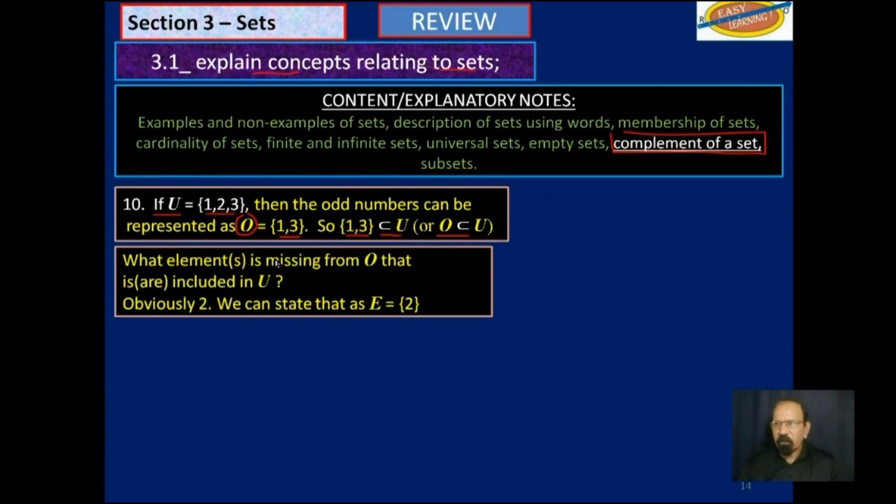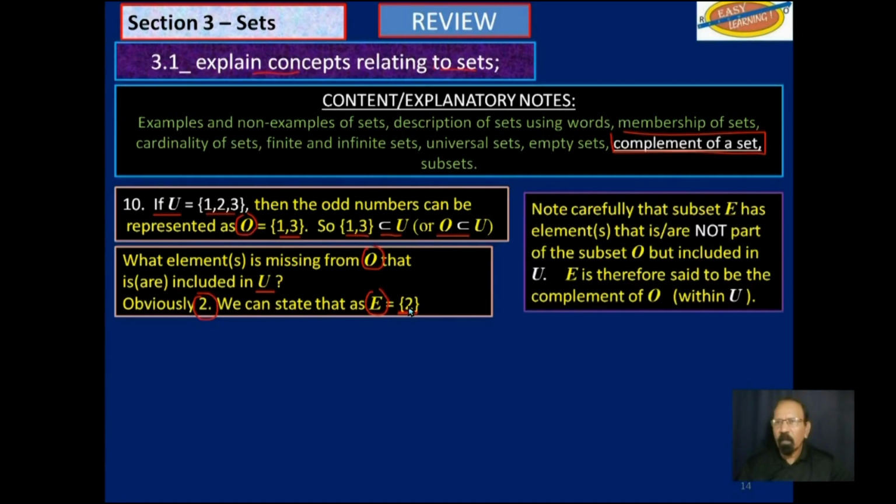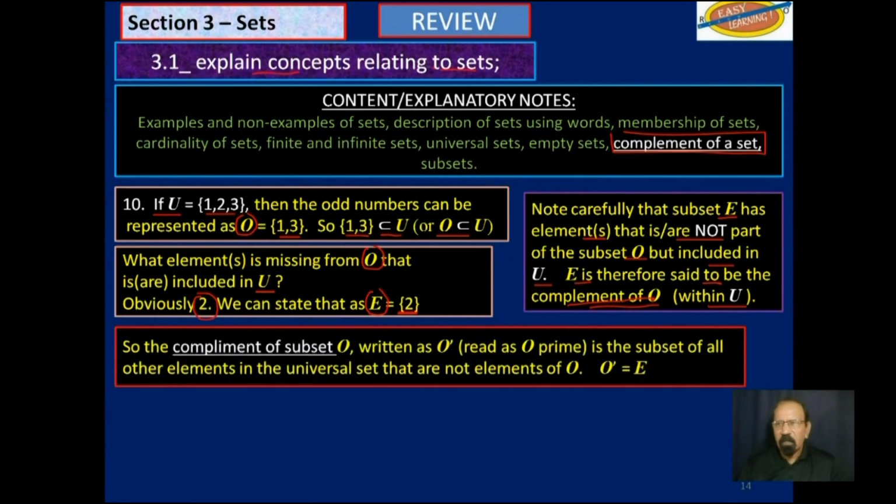Now, what element or elements is missing from O that is or are included in U? Obviously, that is 2. So we can state that E is 2. Note carefully that subset E has elements that are not part of subset O, but included in U. E is therefore said to be the complement of O, of course, within the universal set. So the complement of subset O, written as O prime, is the subset of all other elements in the universal set that are not elements of O. So O prime is equal to E in this case.